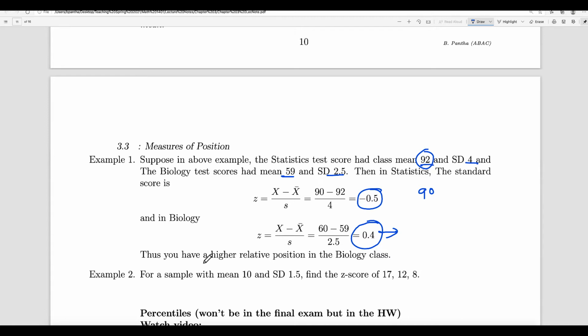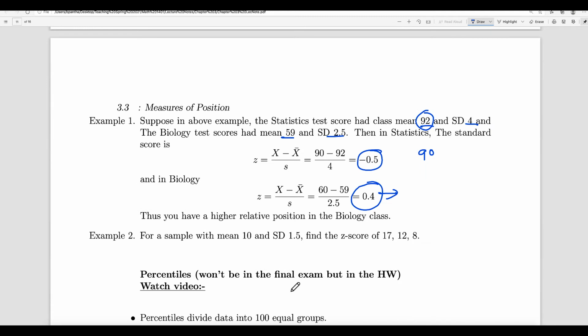That's what it says. Okay, for a sample with mean 10 and standard deviation, so mu or x bar and s is given. X bar is 10 and s is given. Find the Z-score. So what is the Z-score for 17? It is x, 17, minus x bar, 10, divided by 1.5. So how much is 7 over 1.5? You get 4.67. It is a positive 4.67, meaning 17 is 4.67 standard deviations above the mean. You can say it that way.